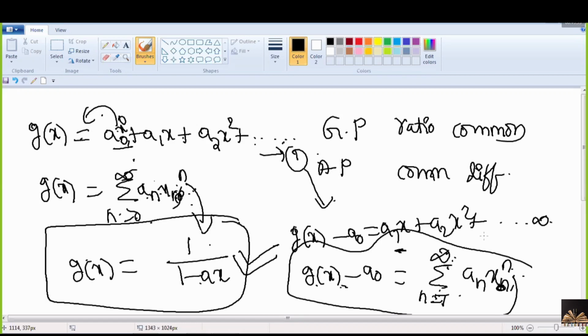You have to remember these three forms. g of x is a0 plus a1x plus a2x square and so on. You can rewrite this as g of x minus a0 equal to this form. And the given function can be written as g of x equal to summation of n equal to 0 to infinity an into x power n, and in the closed form, it can be rewritten as 1 by 1 minus ax. Is it clear for you all? Have you understood? Then we'll move on to the example.